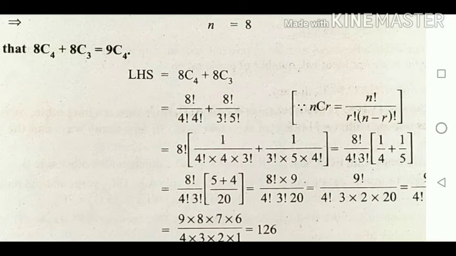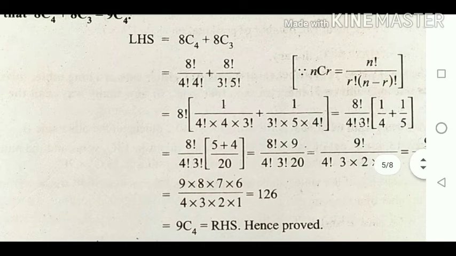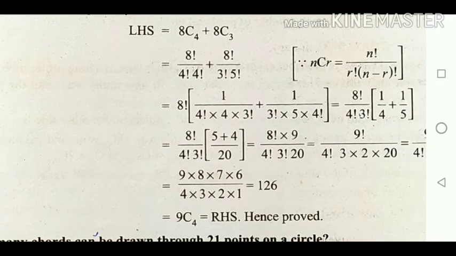Okay, now take the 8 factorial as common. Now we are getting 1 by 4 factorial. Here the lowest term is 3 factorial, so change into 3 factorial. Then here there are 4 factorial, 4 factorial. Therefore write the first 4 factorial as it is. Then the next 4 factorial becomes 4 into 3 factorial, plus 1 by 3 factorial into 5 factorial becomes 5 into 4 factorial, because in the first one there are 4 factorials. Okay, now take the 3 factorial and 4 factorial as common.